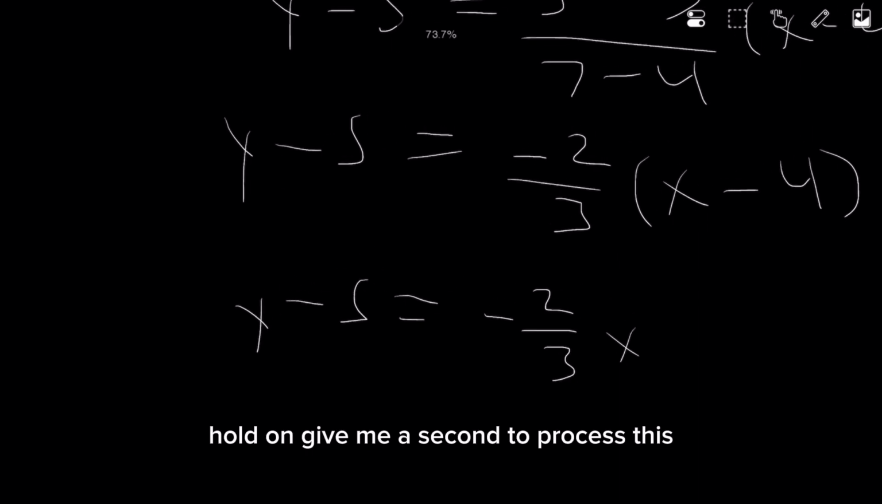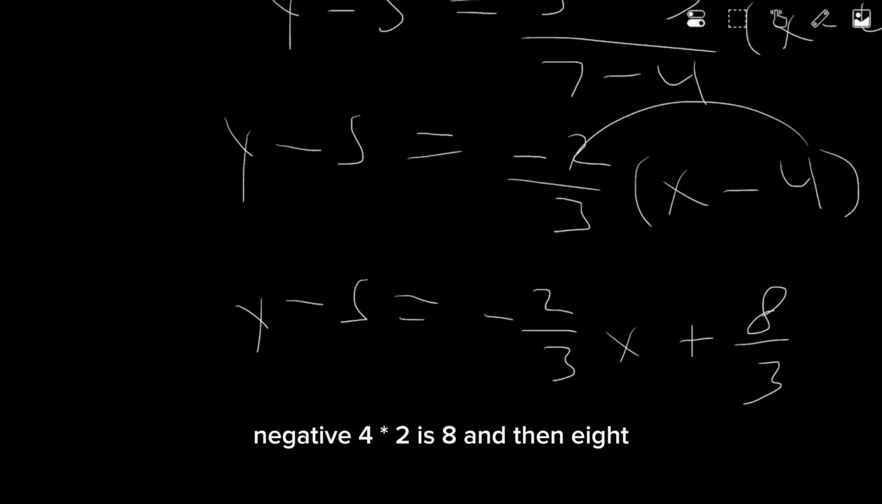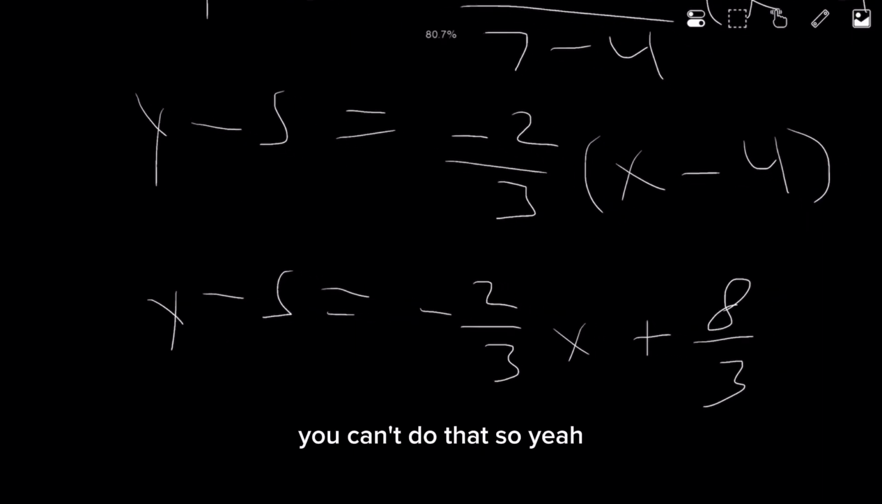Hold on, give me a second to process this. What is negative 4 times 2? That is 8 over 3. Yes, that is 8 over 3, right? Negative 4 times 2 is 8. And then 8 divided by 3. You can't do that. So yeah, plus 8 over 3.